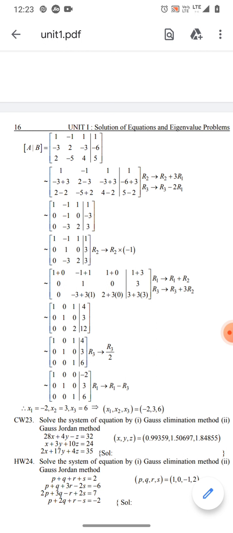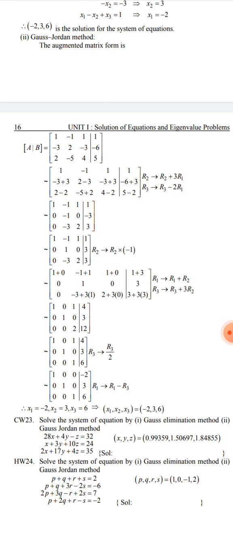Okay, so for that I am going to use R1 equal to R1 plus R2. If you are directly adding, you will get that element as 0. And R3 is equal to R3 plus 3R2. So multiplying 3 with row 2 and adding with row 3, I am getting that element A32 as 0. So I got the matrix with rows 1 0 1 and 4, 0 1 0 and 3, and last row is 0 0 2 equal to 12.